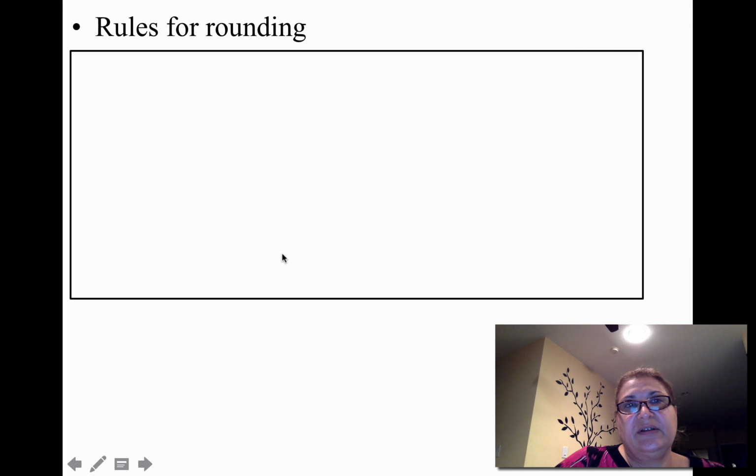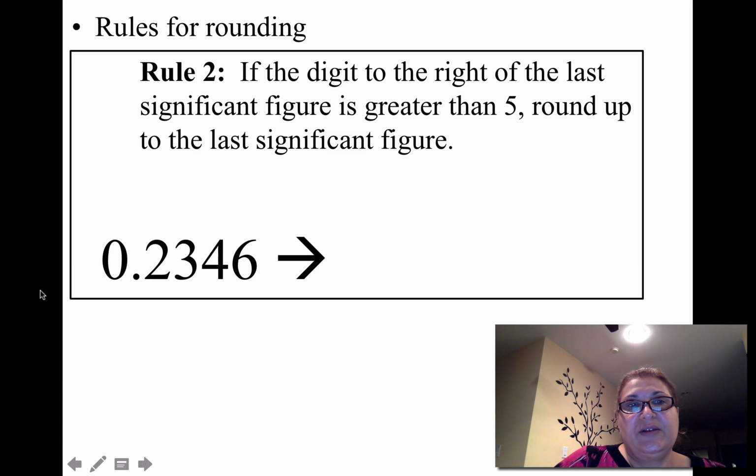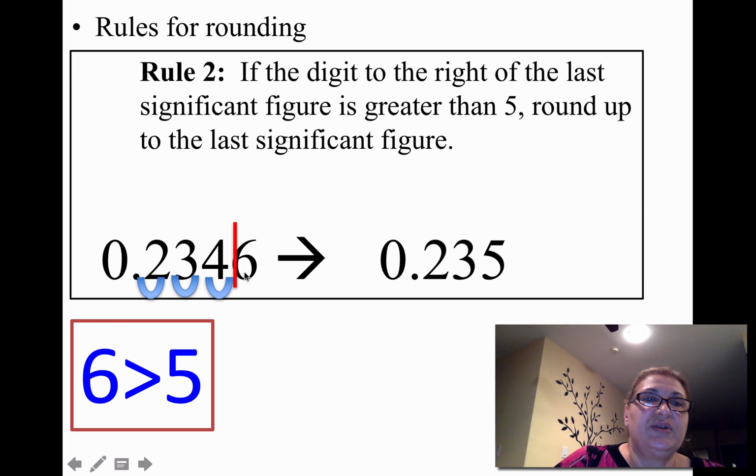If the digit to the right of the last significant number is 5 or greater, then you round up. 5 and up, you round up. So 0.2346, you want to round to 3 significant figures, draw a line. 6 is greater than 5, so you round up. So 0.235 is the answer.